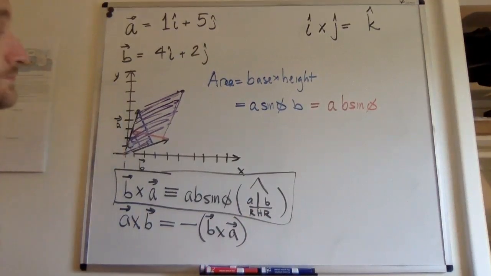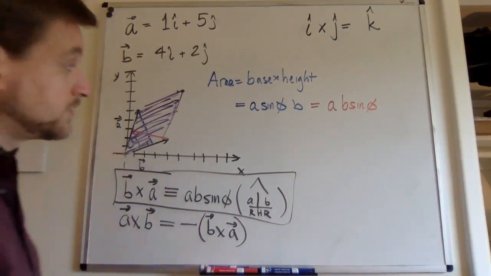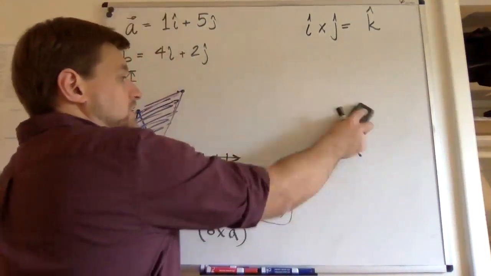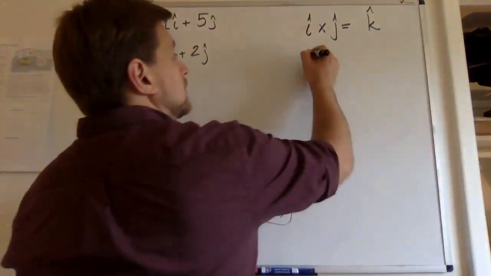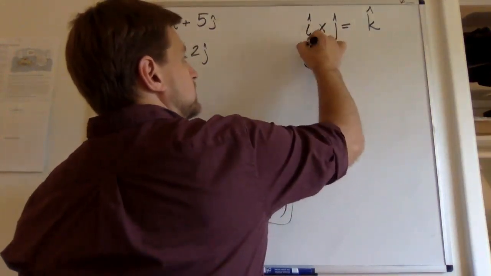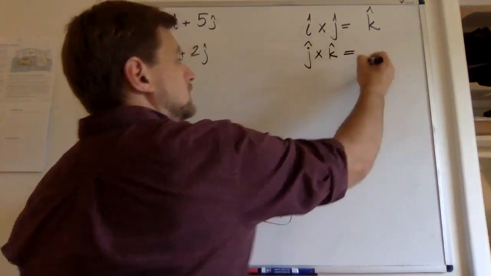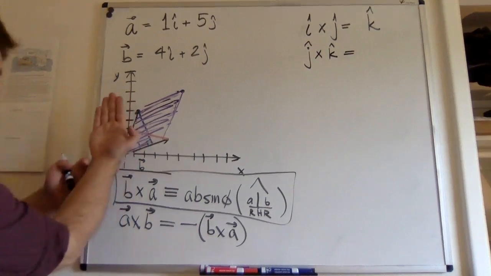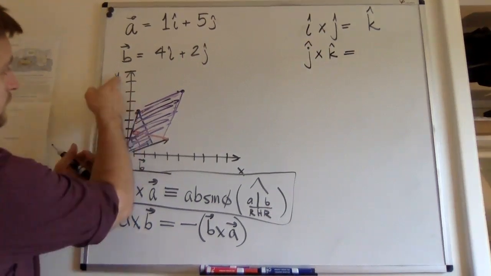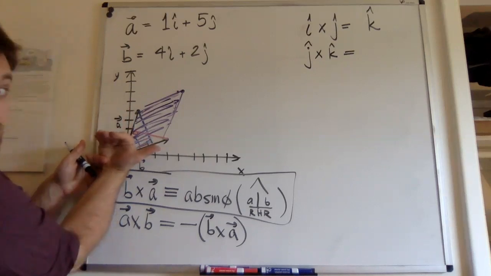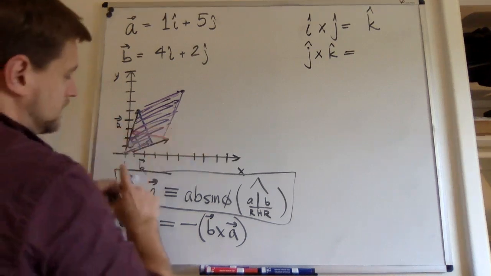All right. For completeness, we've got to finish: what is j cross k? Start with your fingers in the direction of the j, the y-axis. Curl them so that they point in the direction of the z-axis and your thumb points in the x direction.